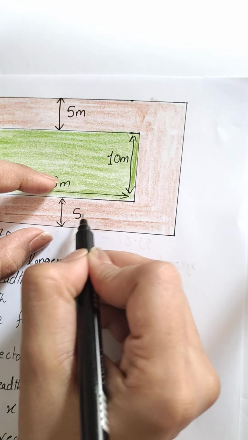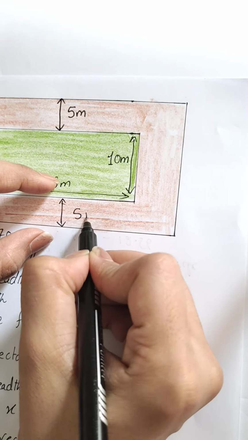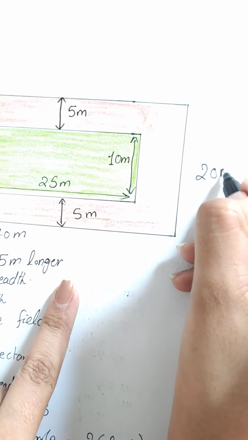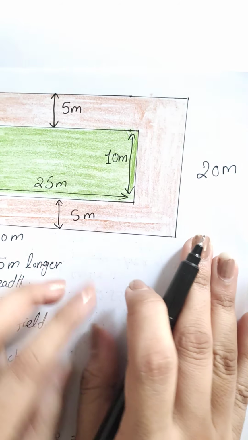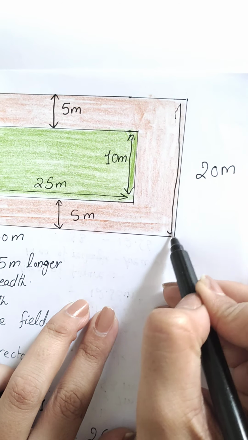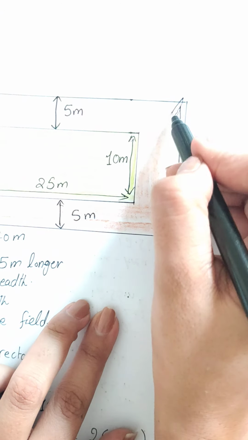5 meter. The width of this path is also 5 meter from this side. So 5 plus 10 plus 5, the whole length becomes 20 meter. This is the length of the big rectangle: 10 meter, and this is 5 meter, again 5 meter. 5 meter plus 10 meter plus 5 meter is equal to 20 meter.